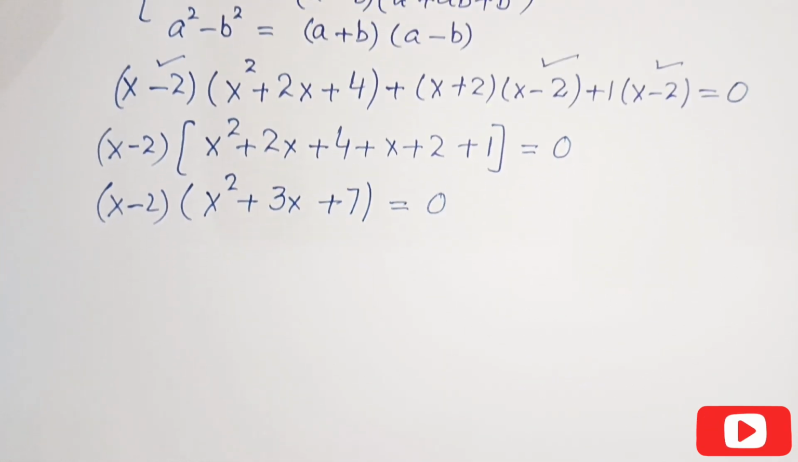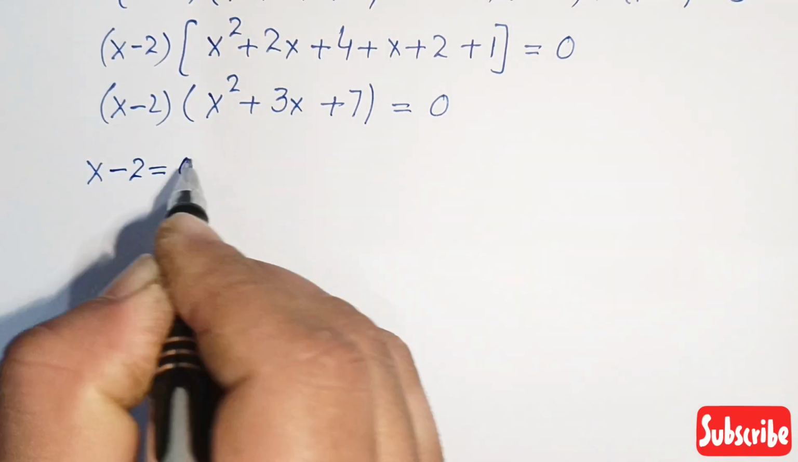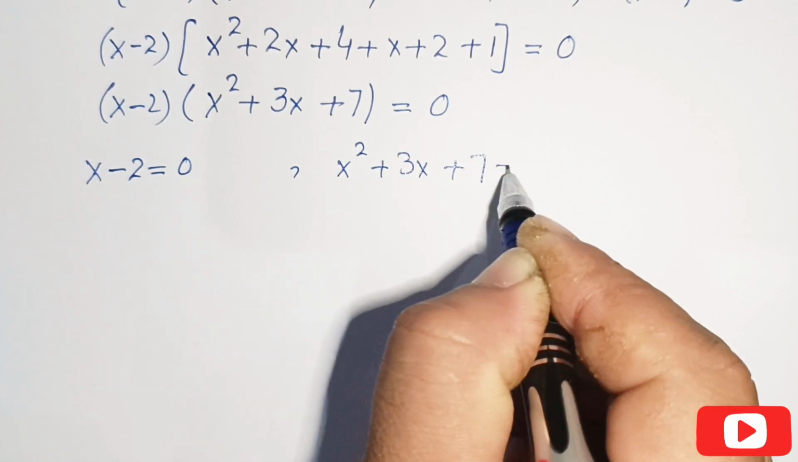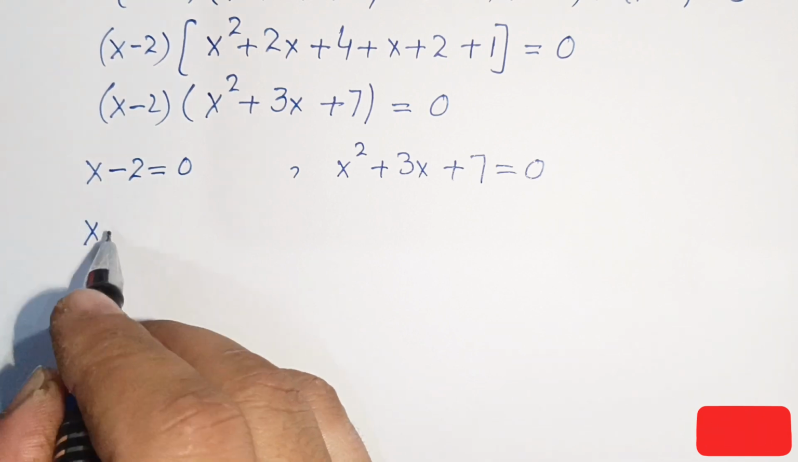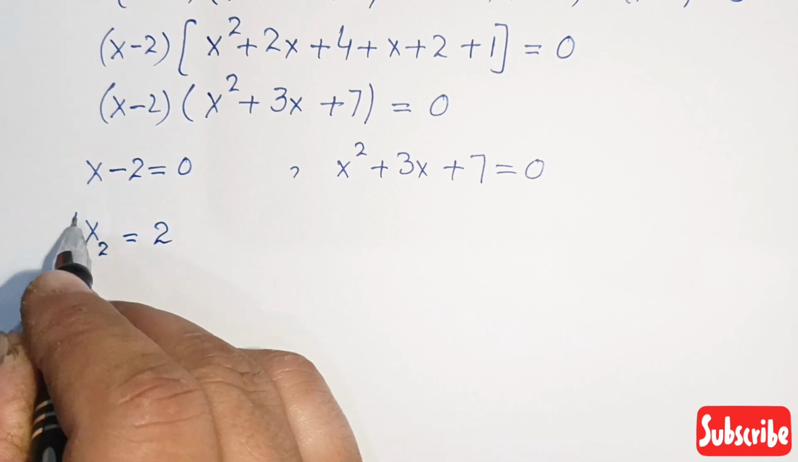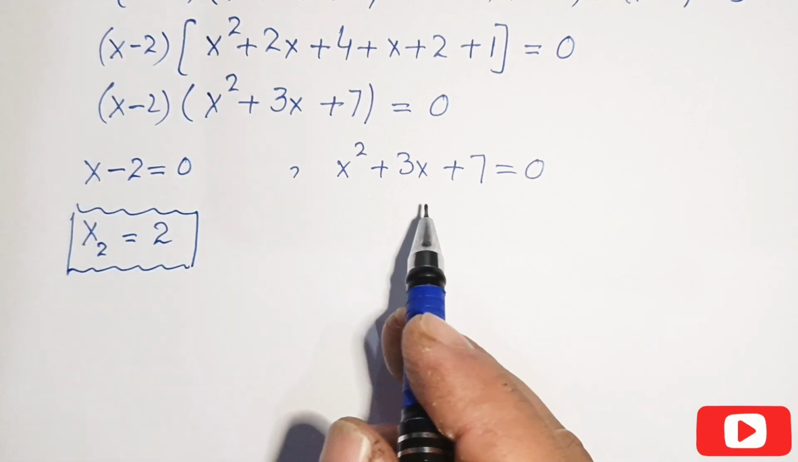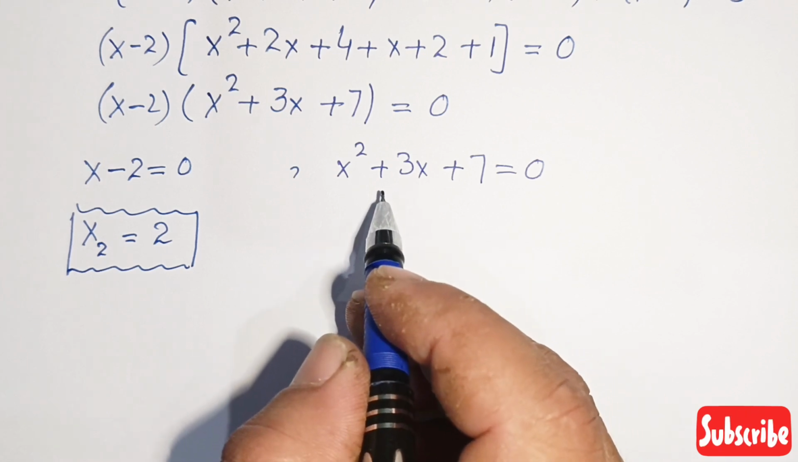So here we have two cases, that x minus 2 is equal to 0 and x squared plus 3 times x plus 7 is equal to 0. Now in the first case, here we have the second value of x, which will be x2, that is positive 2. So here we just solved two values of x. Now solving this quadratic equation, we are going to use the quadratic formula.